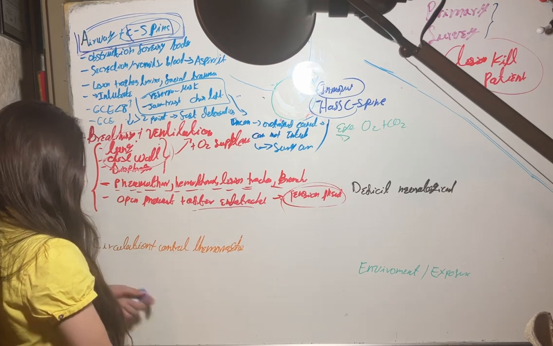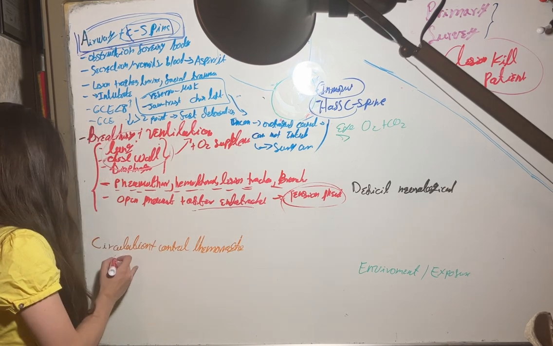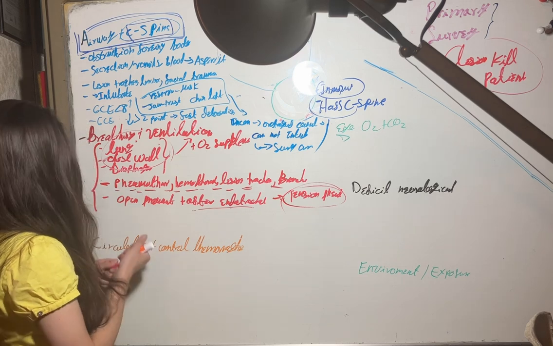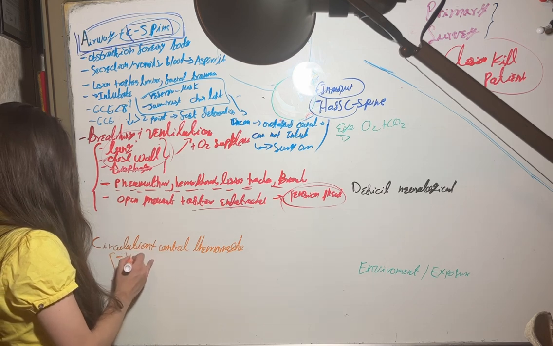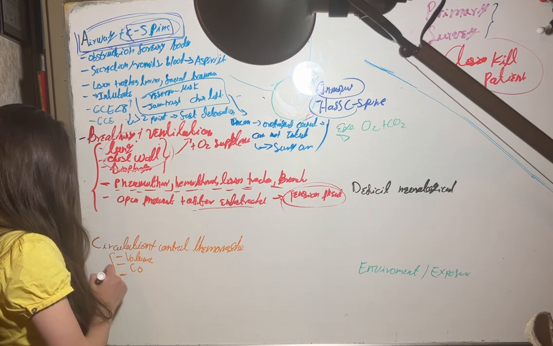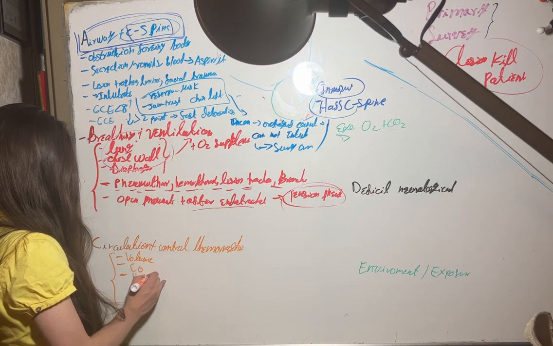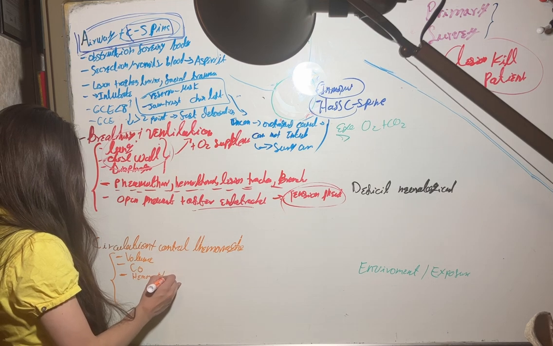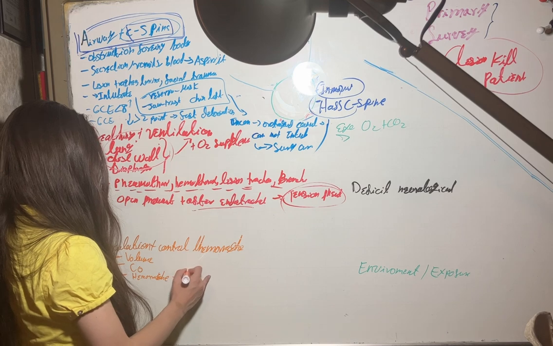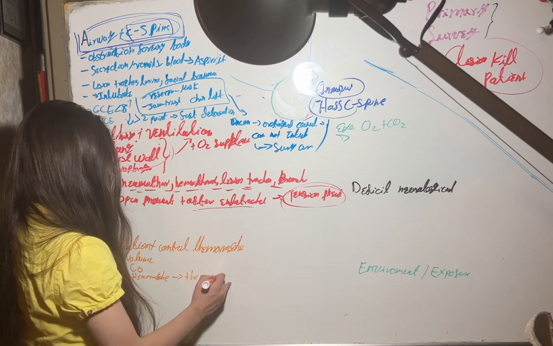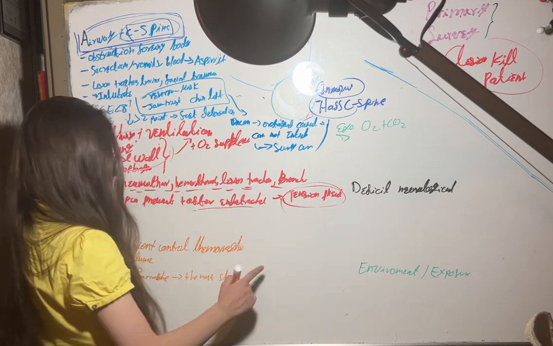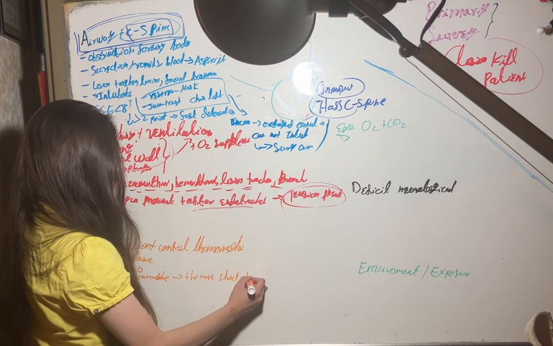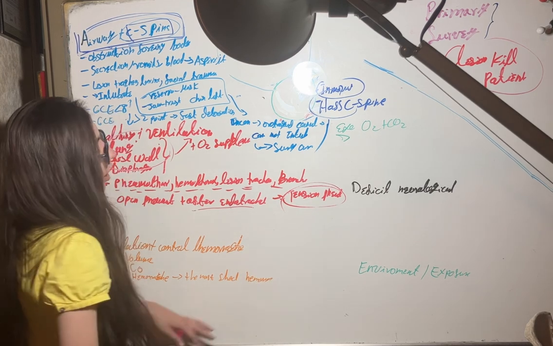Now, circulation and control of hemorrhage. Here we focus on the blood volume, also the cardiac output, and the hemorrhage. The most common cause of shock in a traumatized or injured patient is hypovolemic shock, specifically because of hemorrhage.